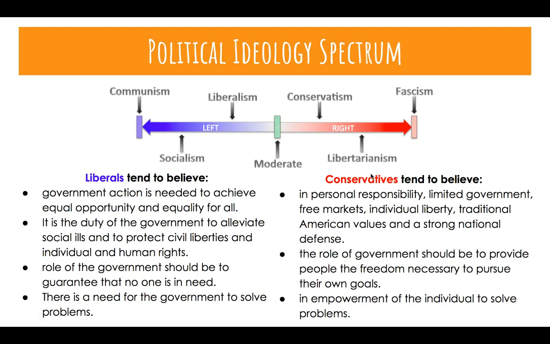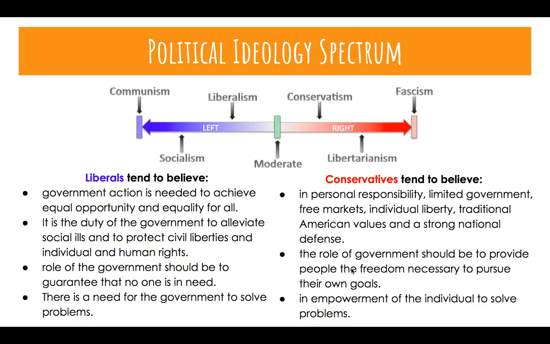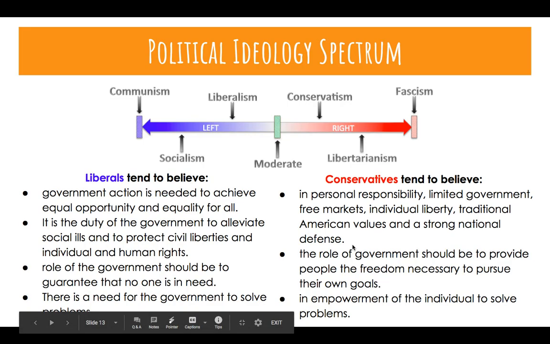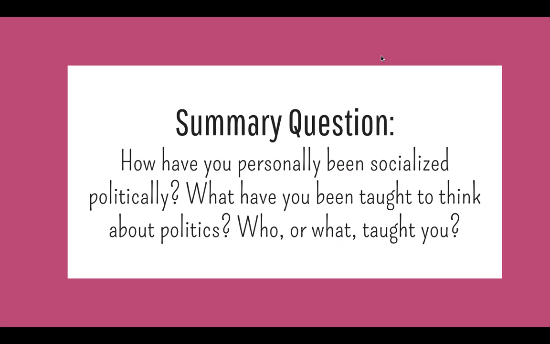Conservatives also tend to believe that the role of the government should be to provide people with freedom to pursue their own goals, not to guarantee that no one's in need, but to allow anyone to pursue what they see fit, kind of that life, liberty, and pursuit of happiness characteristic. And conservatives also tend to believe in empowering the individual to solve problems. Again, as you can see, there's very little government regulation on the conservative side of things versus the liberal side of things. So that wraps up the differences between the ideologies as well as how we are socialized to acquire our ideologies.